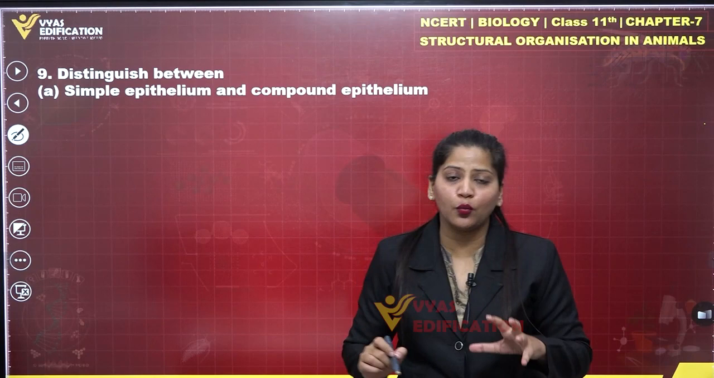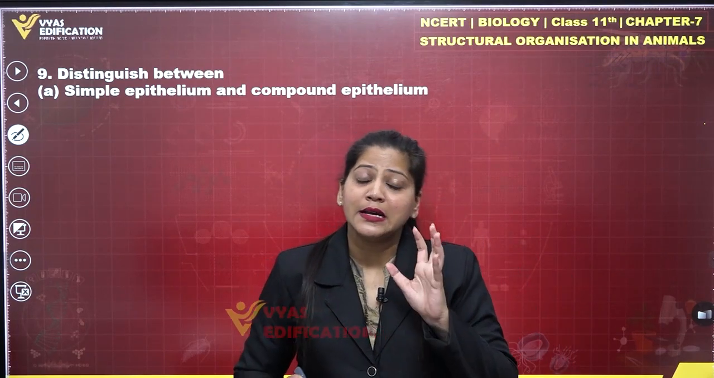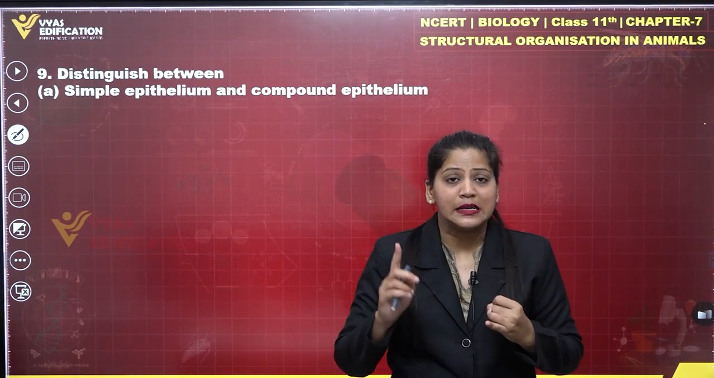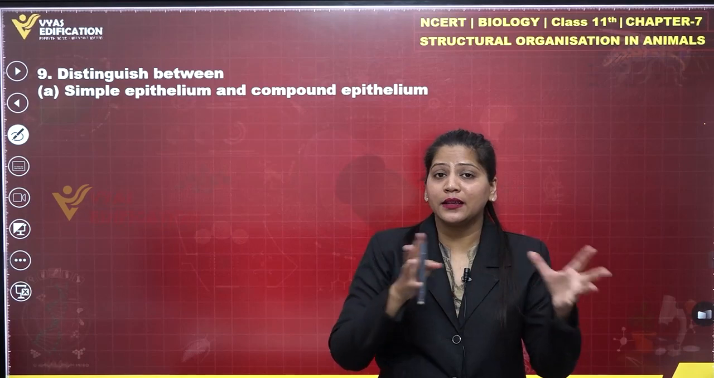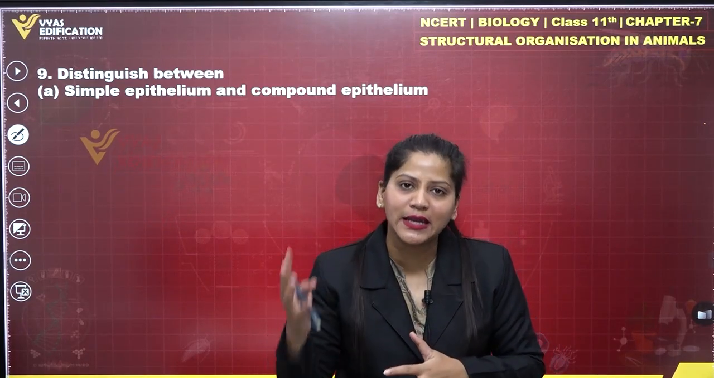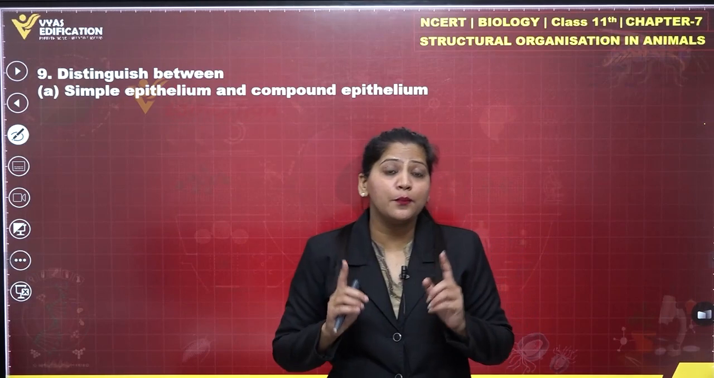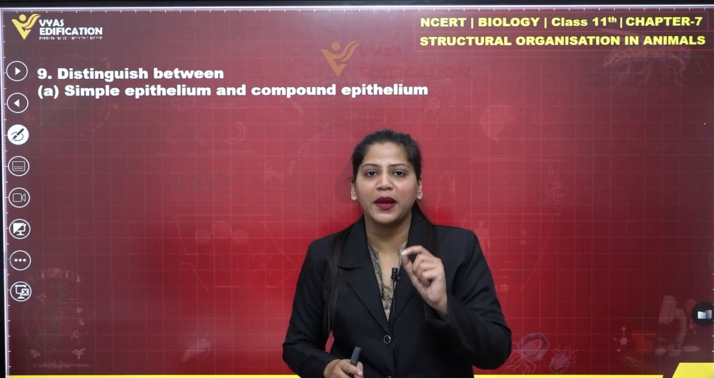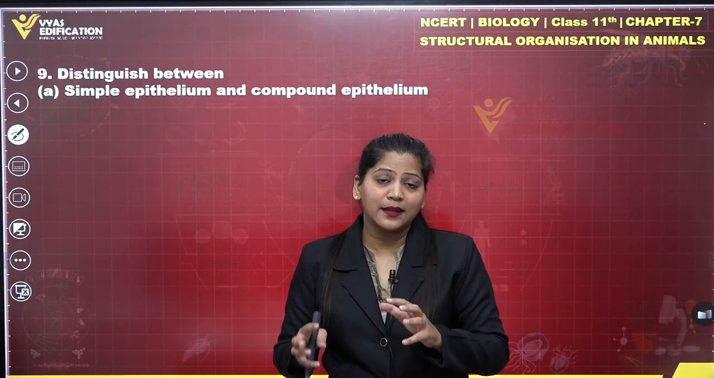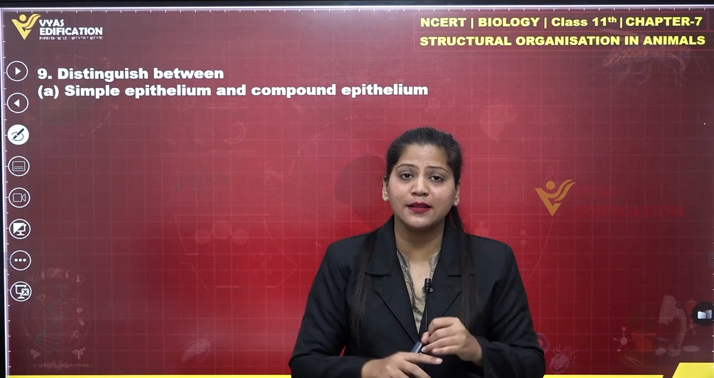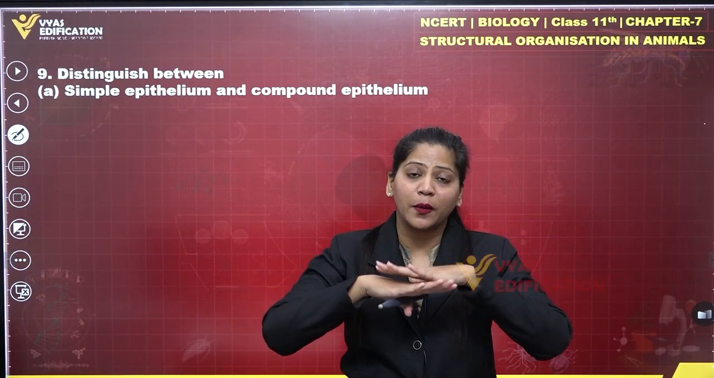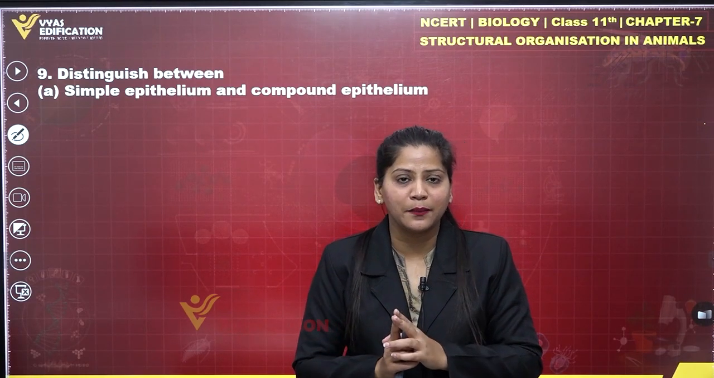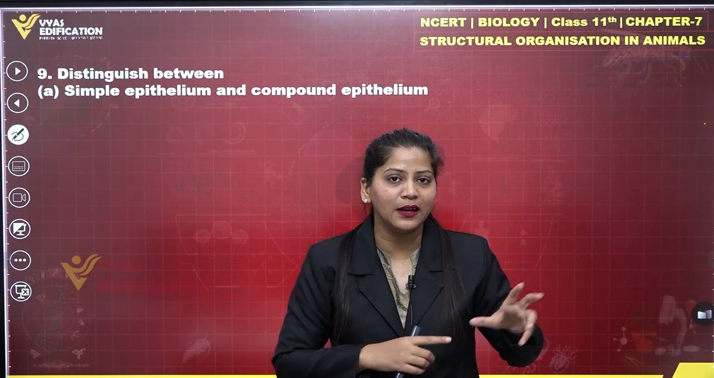First of all, I hope you know what is simple epithelium and compound epithelium. Simple epithelium is the epithelium which is consisting of a single layer of cells, right? And compound epithelium is consisting of many layers of cells. Also, a very important feature of simple epithelium is the presence of basement membrane in them. As they are consisting of only a single layer of cells, all these cells are attached on the basement membrane, which is acellular. And this basement membrane you will not find in the compound epithelial tissue.